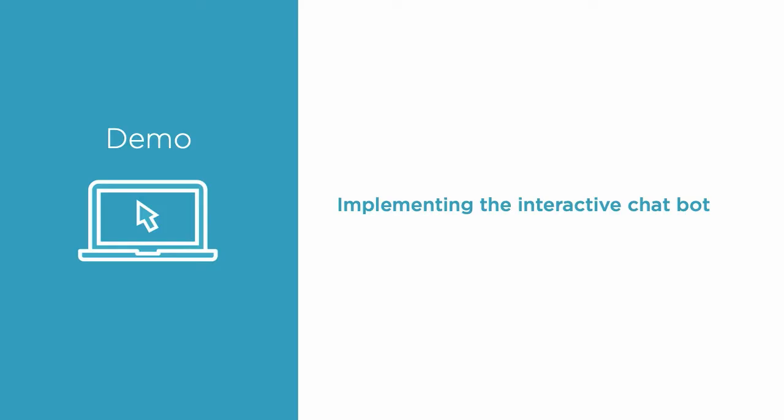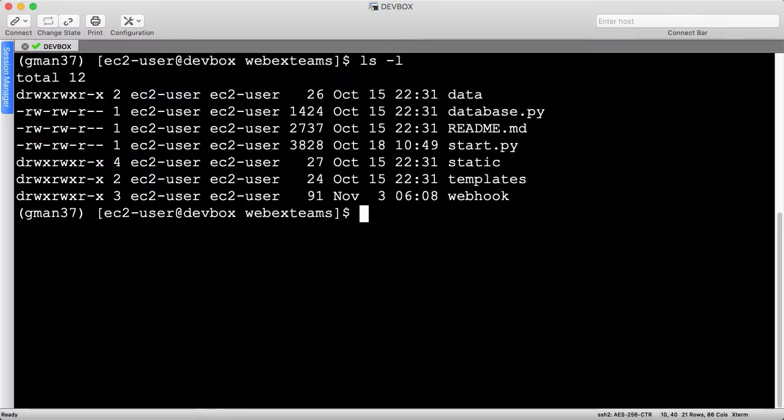Now that we've built the webhook, we'll update our CRM app to accept the webhook and post messages into WebEx Teams, effectively creating an interactive chatbot. At this point, we created a bot with a working API key and a webhook pointing to the CRM app. Let's explore the CRM app's start.py file.